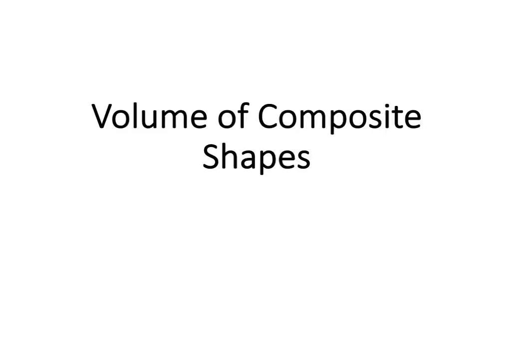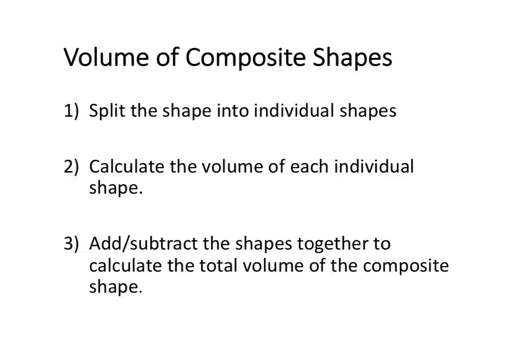In this video, we're going to have a look at how to calculate the volume of a composite 3D shape. To calculate the volume of a composite 3D shape, first you want to split the shape into individual shapes. After you've split them into individual identifiable shapes, you want to calculate the volume of each of those shapes. And then you want to finish off your calculation by adding or subtracting those individual shapes together to calculate the total volume of the composite shape.